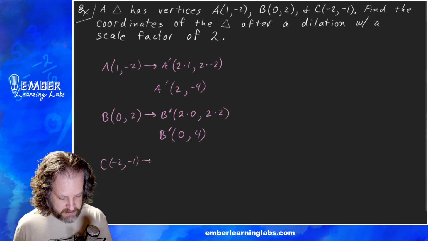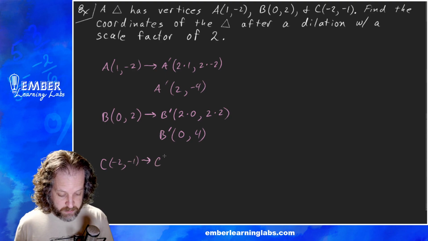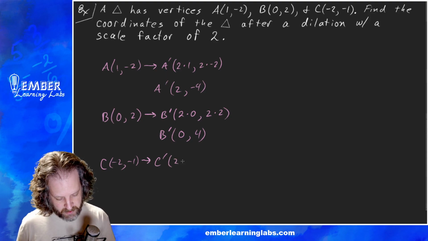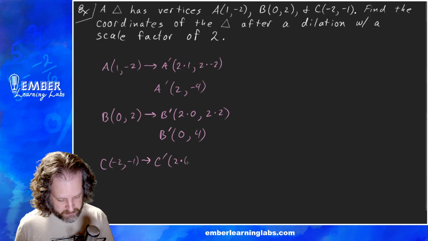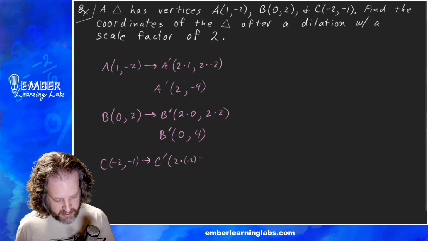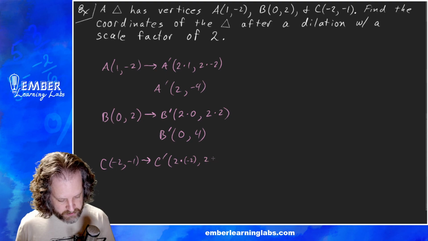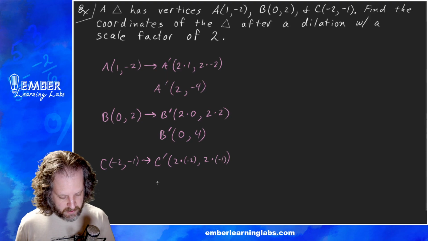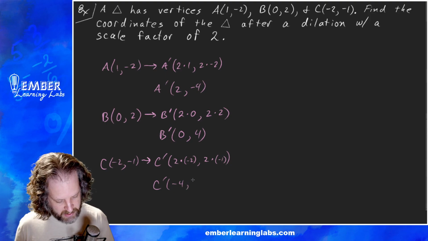All right, so C was (-2, -1). So to find the dilated C prime, we're just going to take the scale factor of 2 and multiply that times -2. And then we're going to take the scale factor of 2 and multiply that times -1. So C prime is (-4, -2).